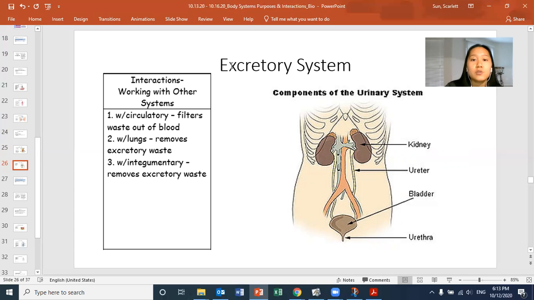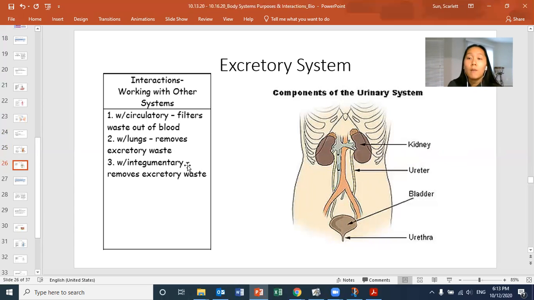Okay. The excretory system also works with the lungs because your lungs also remove excretory waste like carbon dioxide. Okay. Lastly, the excretory system works with the integumentary system, which is your skin system, and it removes excretory waste like your skin can remove waste by sweating it out, right? Certain chemicals you can sweat out faster than you can wait to pee out. So your skin is also really good at removing waste from your body, okay?